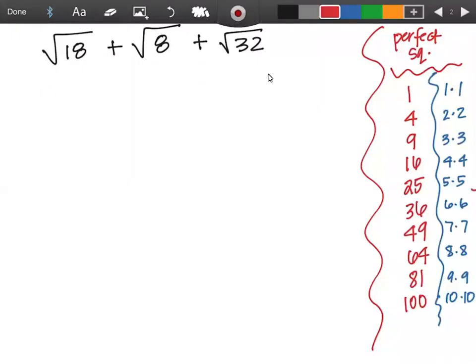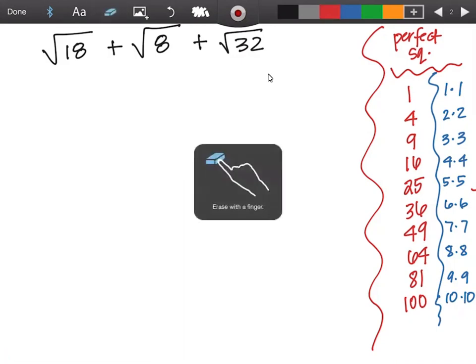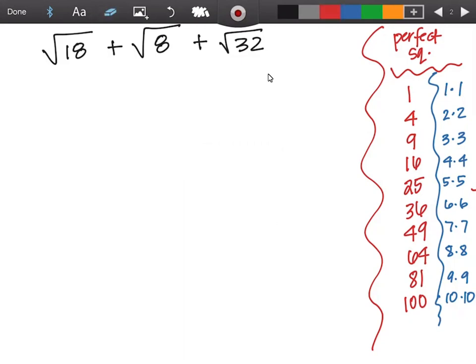All right, so we're going to look at how to add radical expressions when the radicands are not the same. In order to do that, we first need to know what our perfect squares are. So I went ahead and wrote over to the right the first few perfect squares and their factors.